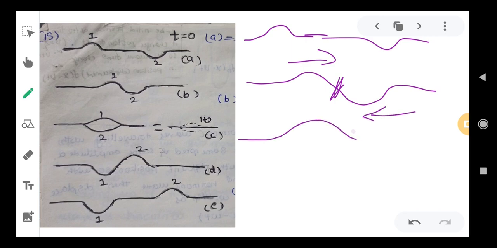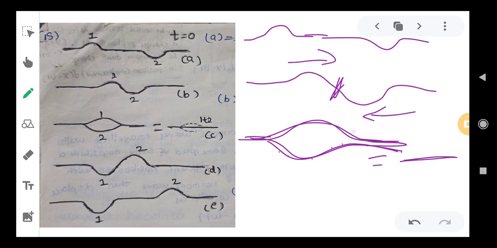They overlap with each other. First one, second one, they overlap with each other. When the first one overlaps with the second one, the resultant will be zero. Displacement, the resultant will be zero.